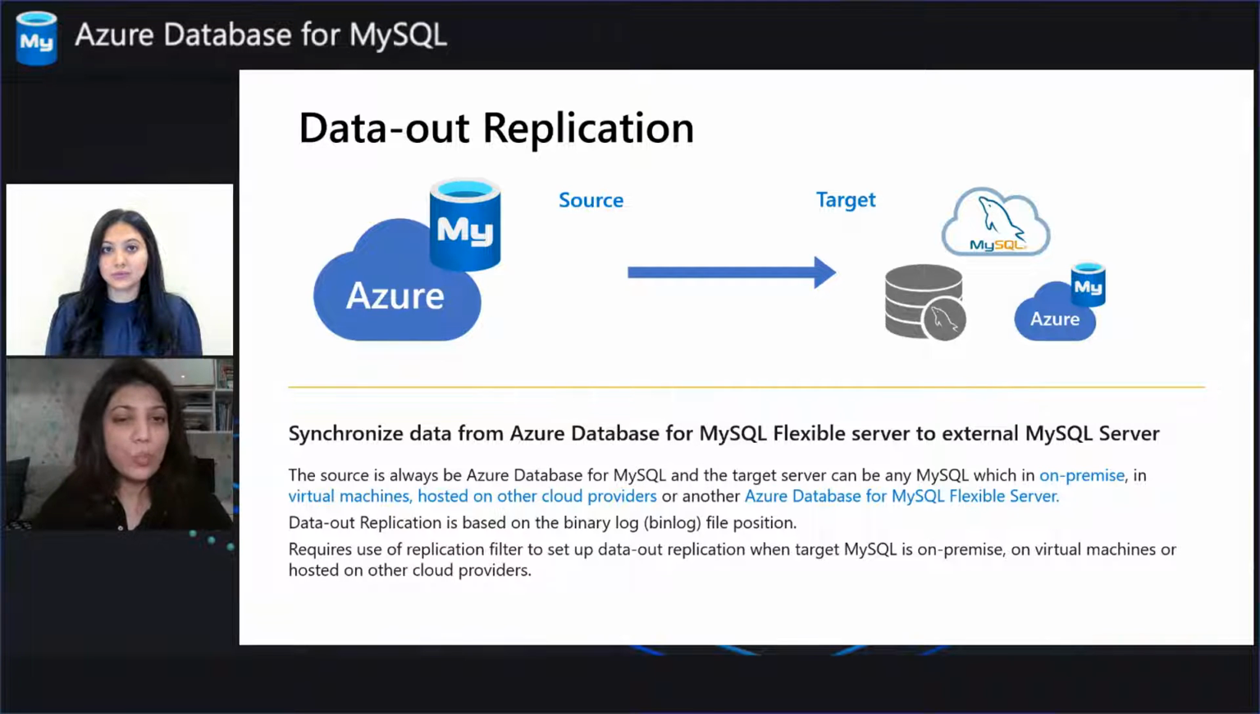Now, again, this is also based on binary log file position based replication. Other than that, there's just one thing to note, that here the replication is managed by the customer, and when you're configuring the data out replication, we need to use a replication filter on the replica to be able to filter out Azure specific references. That's a small configuration that will be covered as part of the demo as well.